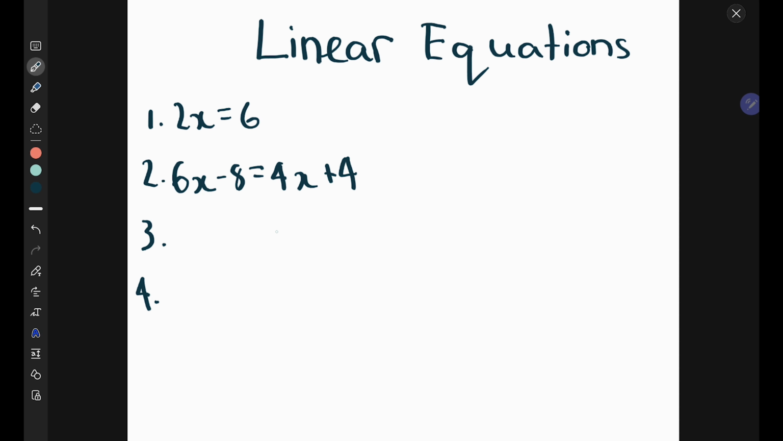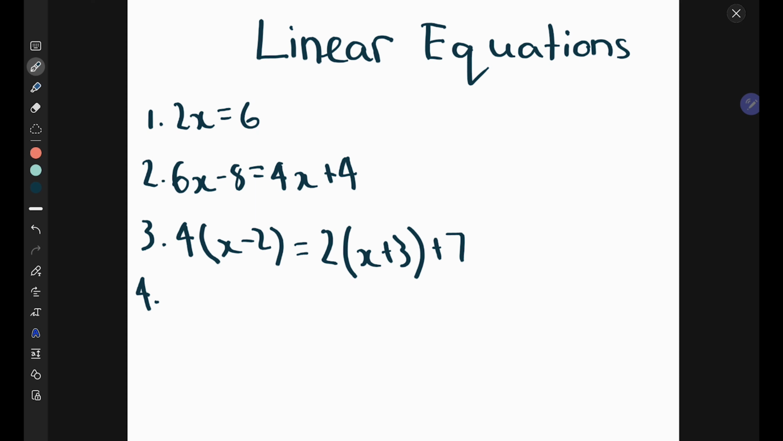And second last, we're gonna have 4x minus 2 equals 2x plus 3 plus 7. And lastly, we're gonna have 0.1x minus 1.6 equals 0.2x plus 2.3. And by the way, feel free to use your calculator whenever you need it. And without further ado, let's get started.